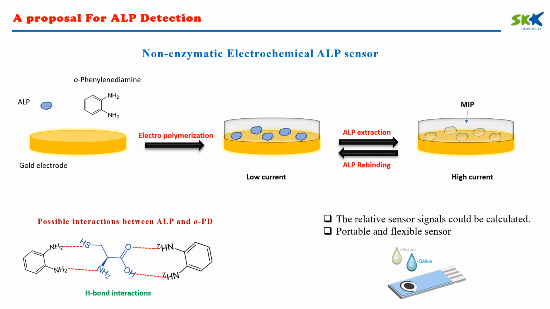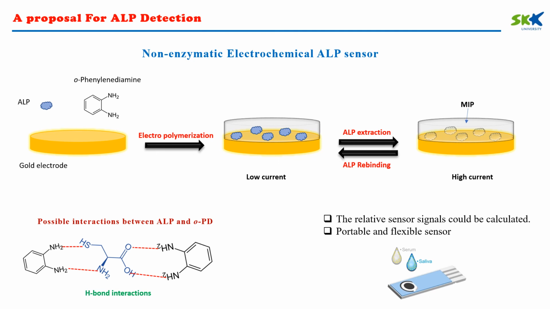So we have a gold electrode here, and then this is the ALP. We use a conductive polymer, with the monomer orthophenylenediamine. We will polymerize it over the ALP through the interactions. The main moiety of the ALP here is cysteine, which could make possible hydrogen bond interactions with the orthophenylenediamine, as you can see here. So after polymerization, we get the MIP including the ALP inside it.